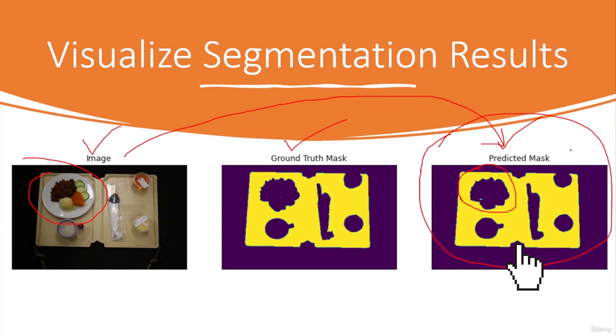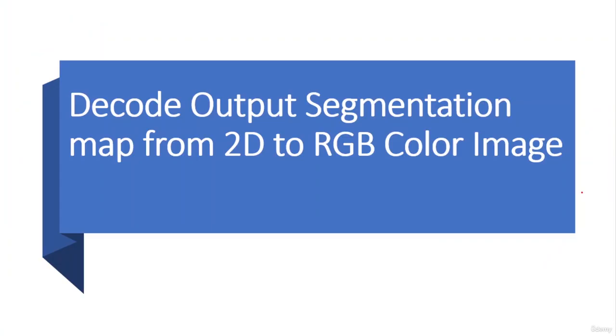to label each item in the image with a different color so that you can visually recognize the output segmentation map. So now you will decode the output segmentation map from 2D to an RGB color image so that we will be able to recognize visually different food items in the output segmentation map.